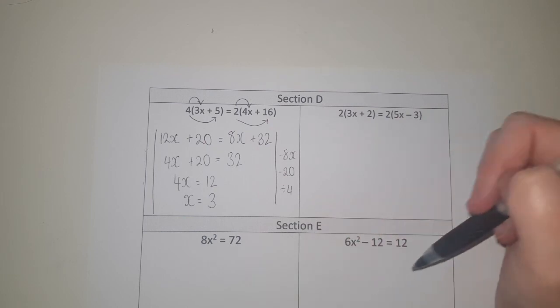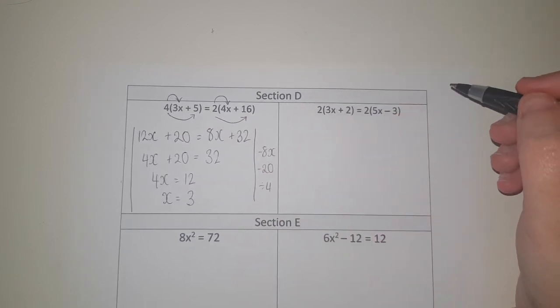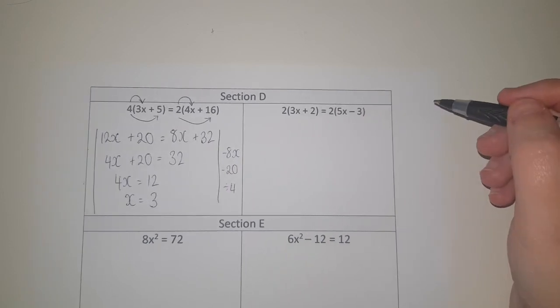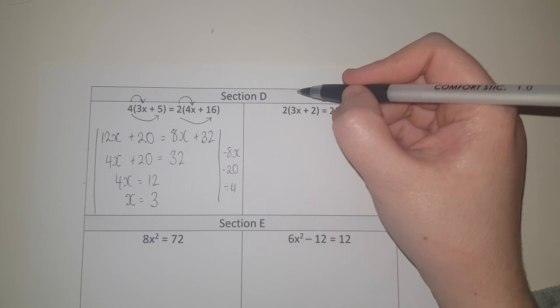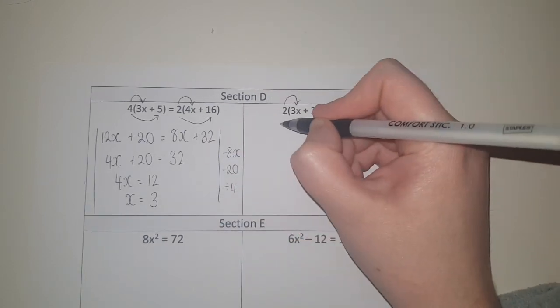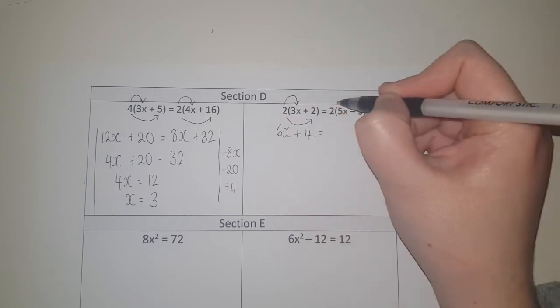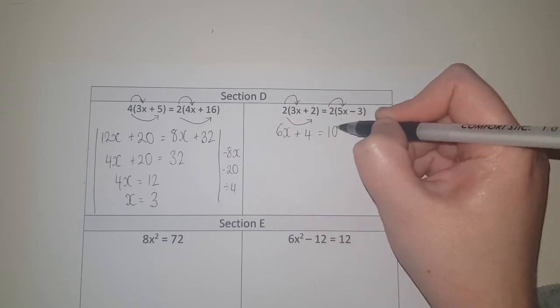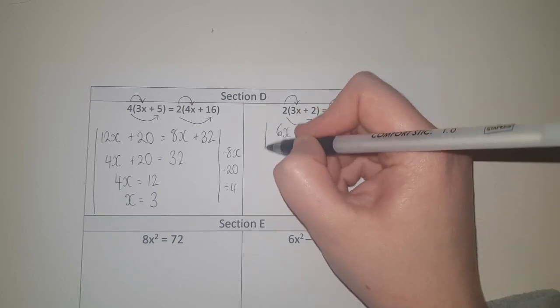Okay, can we make sure, I know I should have mentioned this right at the start, that we are always showing our workings. Because as I said, we're going to get onto rearranging equations next week, which are going to be a lot trickier, especially if you haven't got a method to follow. So 2 times 3x is 6x. 2 times 2 is 4. 2 times 5x is 10x. 2 times minus 3 is minus 6.